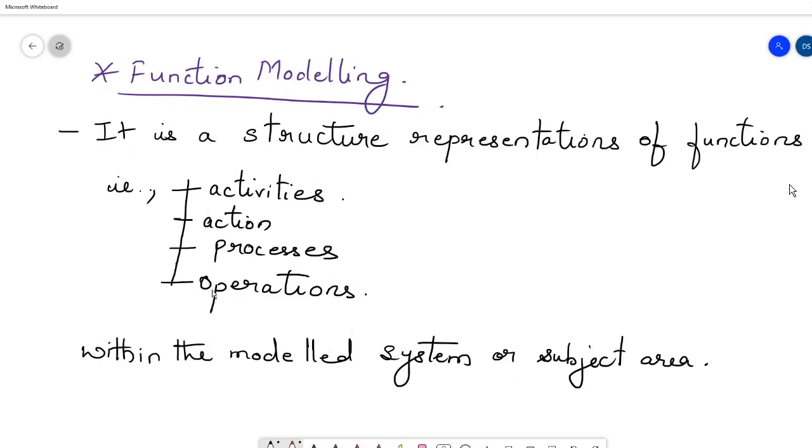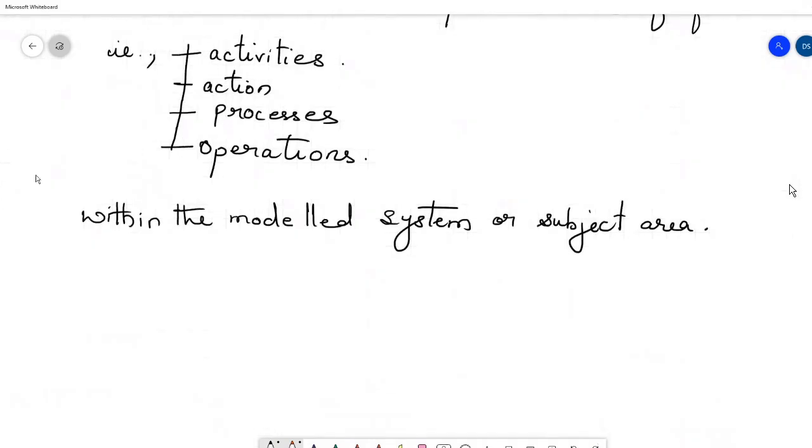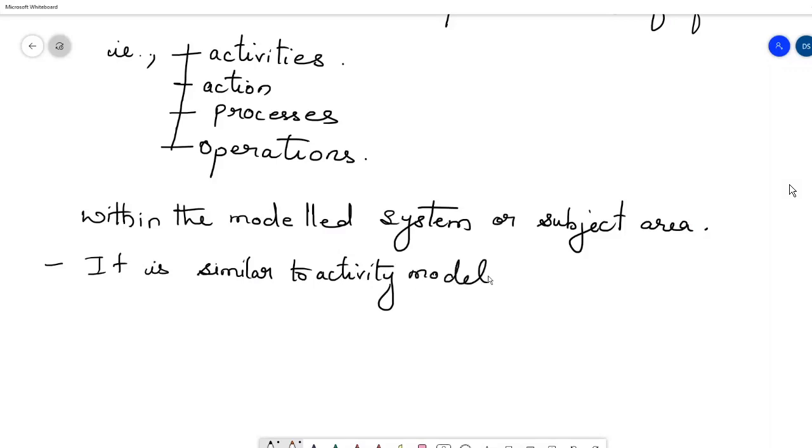And it would also be defining the various operations. Now, it is similar to the activity model. We have already studied the activity model, so I'll be explaining that model in detail also in the further coming classes. So we can say that it is similar to the activity model, where the graphical representation is being done, where functions within a defined scope are represented.